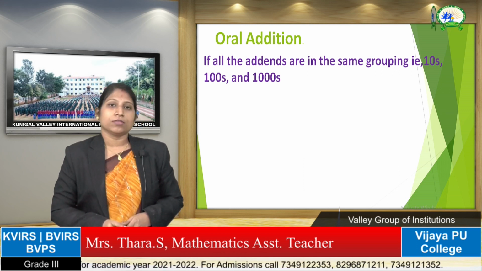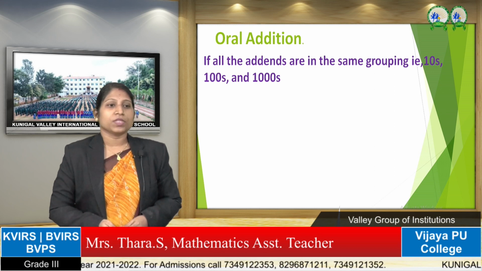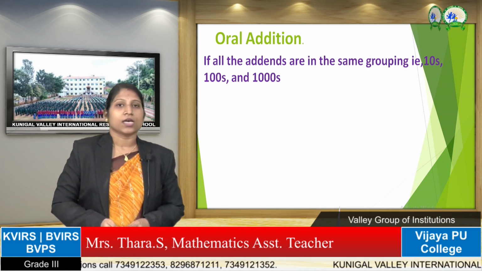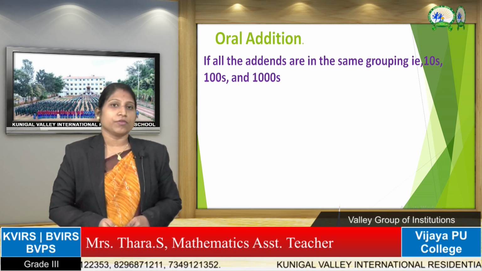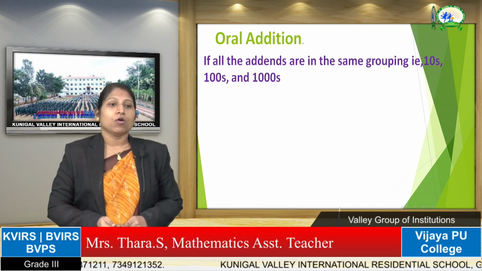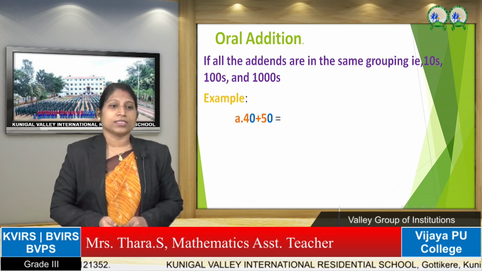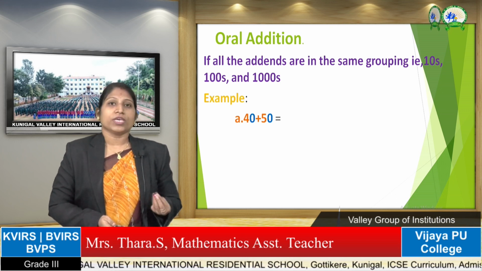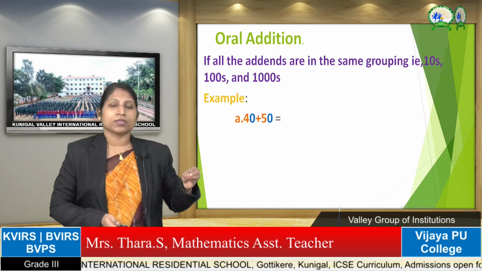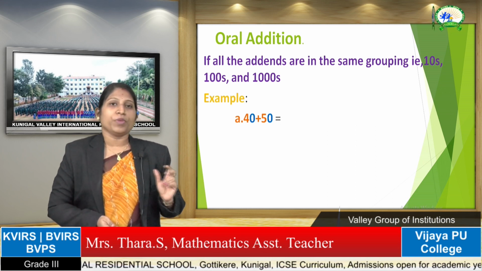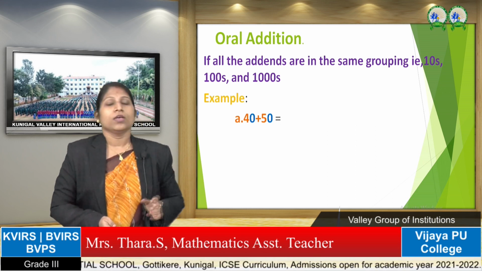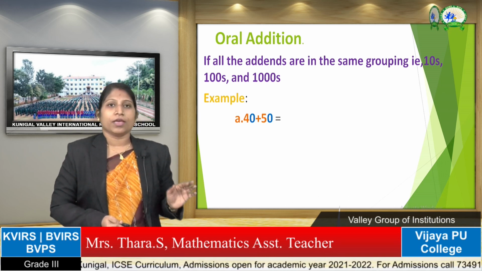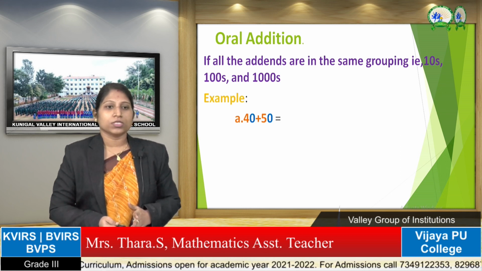What is oral addition? If all the addends are in the same grouping, that is tens, hundreds or thousands, I'll give you an example for understanding this. Here we have an example, 40 plus 50. You can see in blue color I have marked the 0. You have to count how many zeros are there in every number. So it is tens.